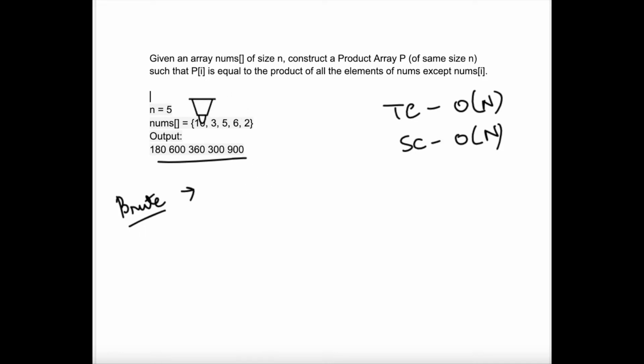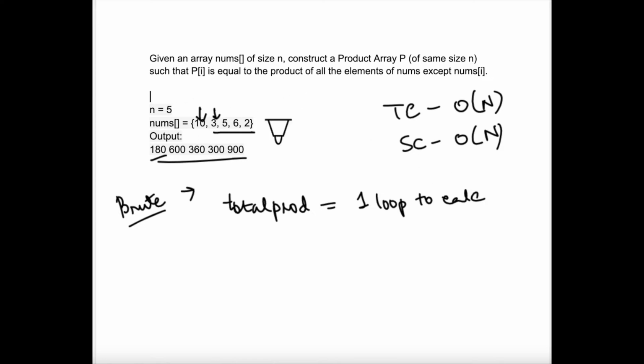If we were talking of this element 10 in the 0th position, we have to return the product of the rest of the elements. Similarly for element 3, we have to exclude 3 and return the product of the rest of the elements. So a simple thing will be, we'll take the total product. What is total product? The product of all the elements. So we'll use one loop to calculate the product.